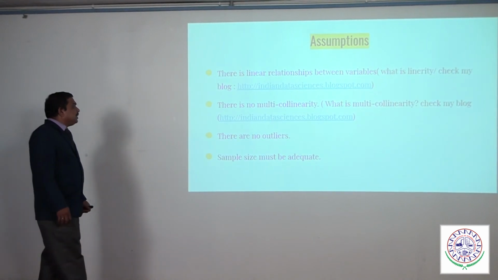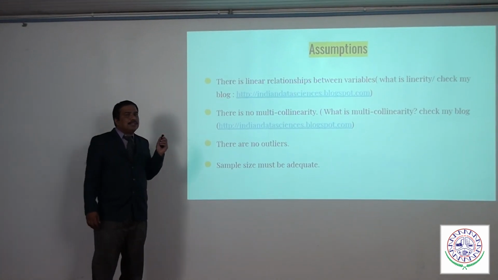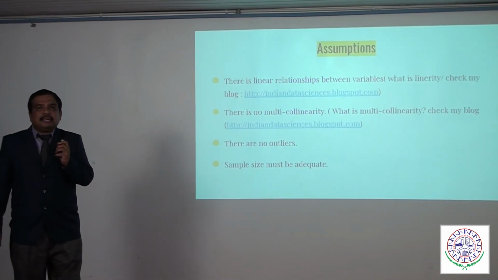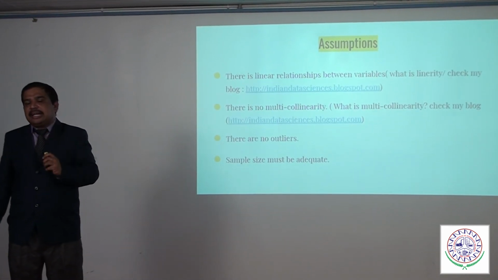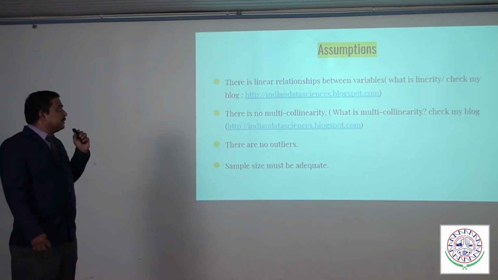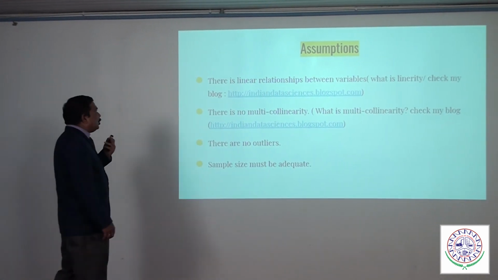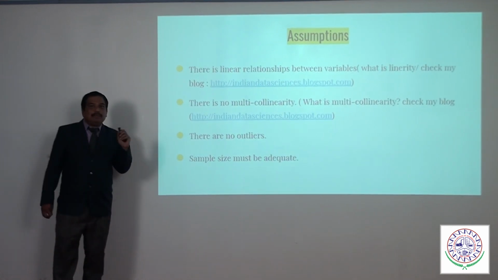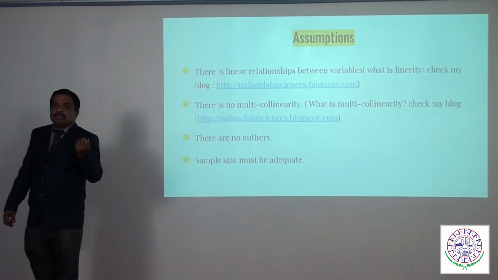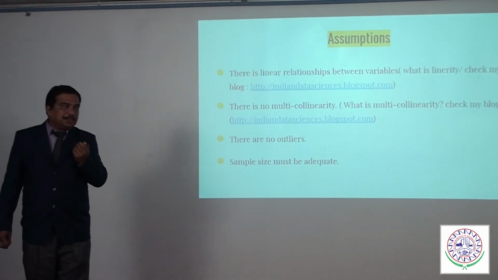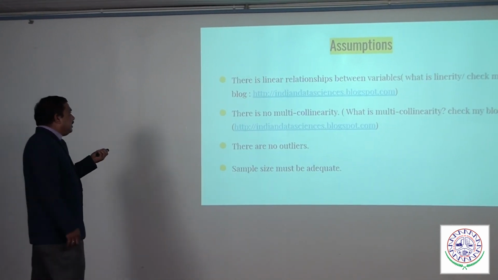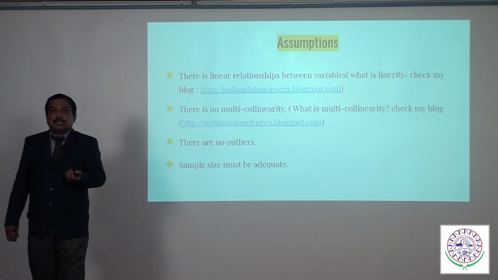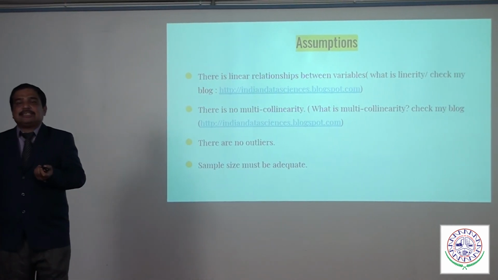Now, what are the assumptions that we have? One assumption is that there is a linear relationship. You can check the linearity in SPSS. Also, we assume that there is no multicollinearity, that means no 2-3 variables are collinear with each other. For further details, you can see indiansciences.blogspot.com. Third, there are no outliers, that means extreme values.